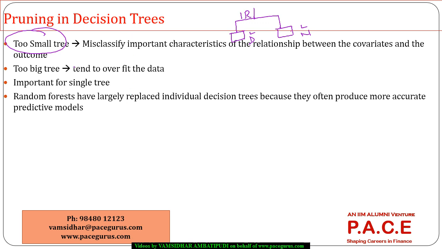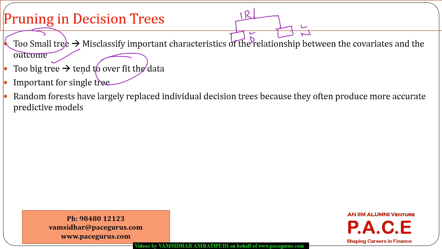Whereas if I make the tree too big, there is a possibility of a lot of overfitting being done on the data towards one particular specific element.